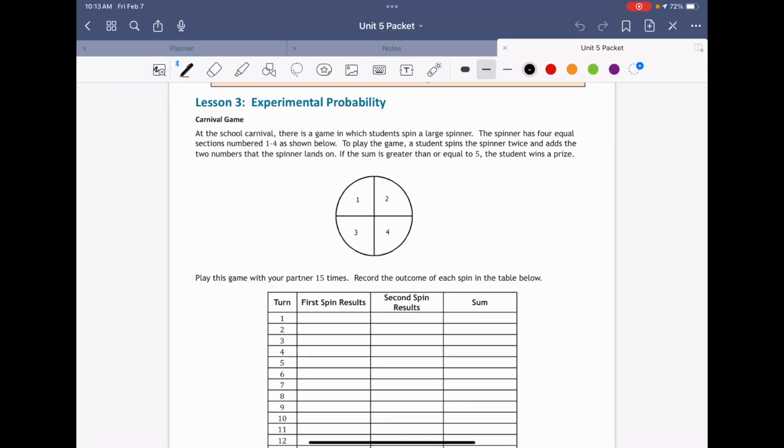Okay, we're on lesson 3, which is on experimental probability. In the last lesson, we learned about theoretical probability. Now we're going to learn about experimental probability. And to do that, we're going to play the spinner game again. So if you are at home, you can do this on your own.